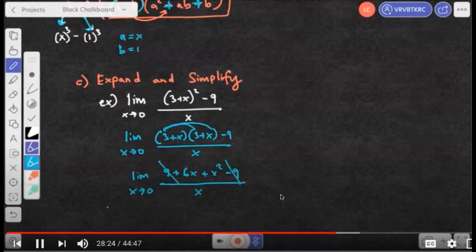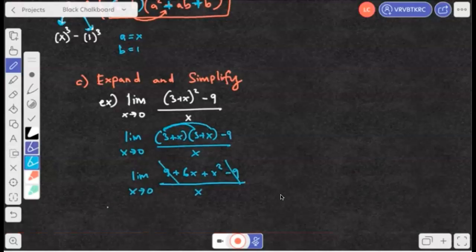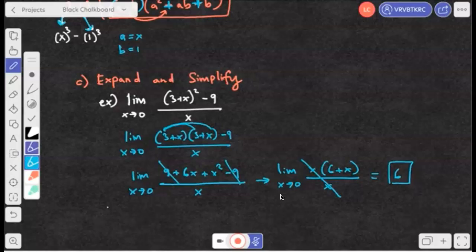So now we're going to clean this up. The 9s cancel. You can still factor out an x in the numerator. So we're going to factor out an x. So we still have the limit. The x factors out of 6 plus x. x on the denominator, x is canceled. Now you could do plug and chug. And so your final answer is 6. So that's expanding and simplifying.